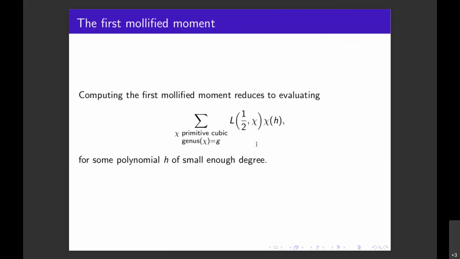And then we want to compute the average of L(1/2, chi) times M of chi as we sum over these primitive cubic characters. So computing the first mollified moment reduces to computing roughly a twisted first moment. It reduces to evaluating the average of L(1/2, chi) twisted by chi of h for some polynomial h, which comes from the mollifier. And if the mollifier is short enough, then the polynomial h has small enough degree.